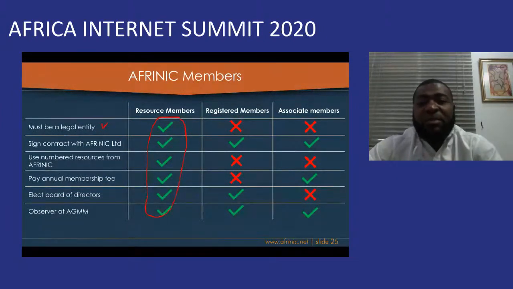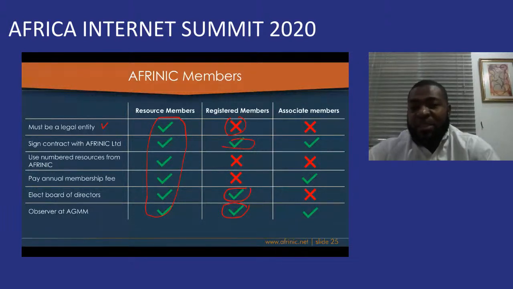We also have the registered members. The registered members are the board of directors. The CEO is a registered member, and all the other board directors are also registered members. They are individuals, and they also sign a contract with AFRINIC. They can vote to elect the board of directors, and be observers if they want to.